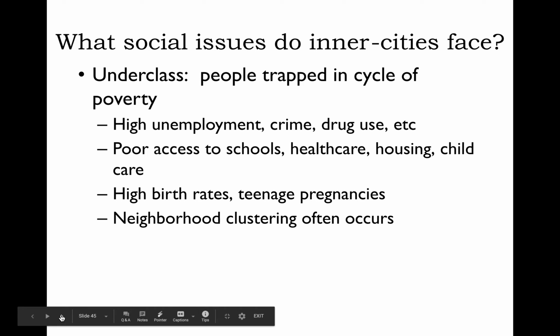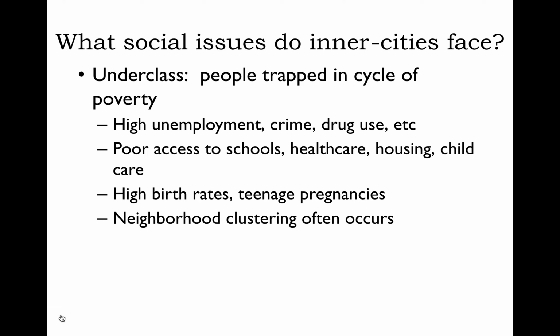The underclass are those that are trapped in a cycle of poverty. Characteristics are high unemployment, crime, drugs, etc. Poor access to schools. It leads to the technological divide, where you have wealthier residents in suburbia through property taxation, and low amounts of property tax revenue goes into the inner city. So, with high unemployment, less money, less property taxes, and less technology, less advancement in schooling, less quality of teachers, healthcare, housing, childcare. They typically have high birth rates.